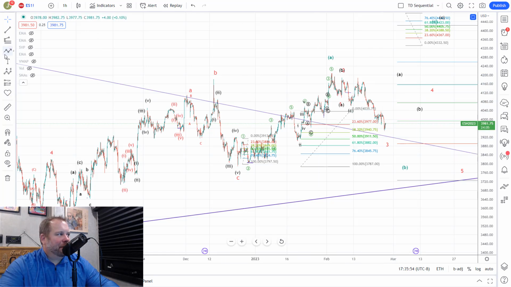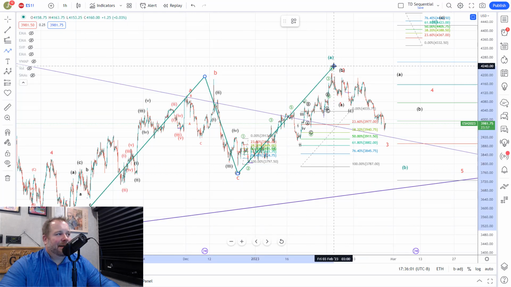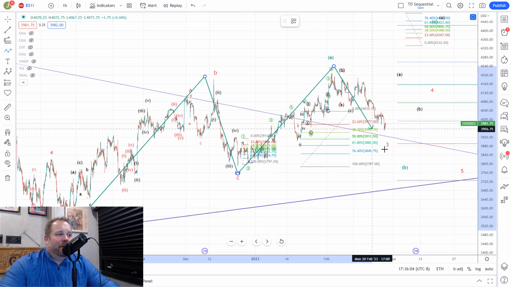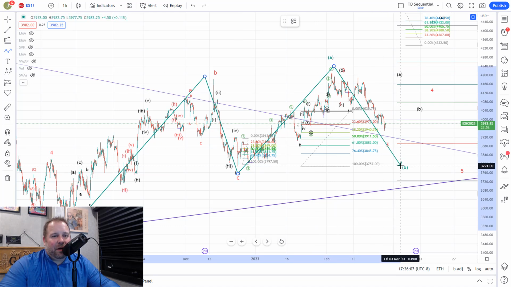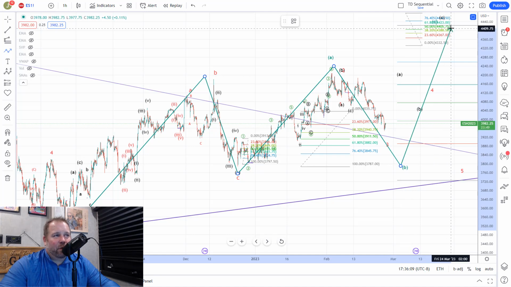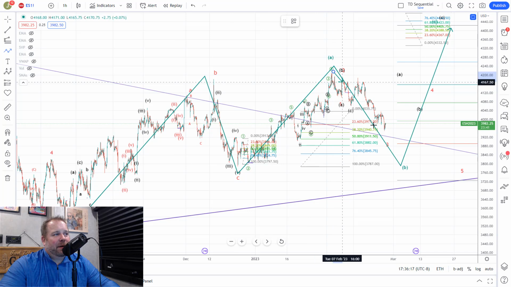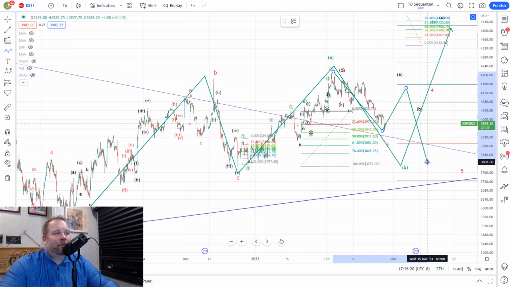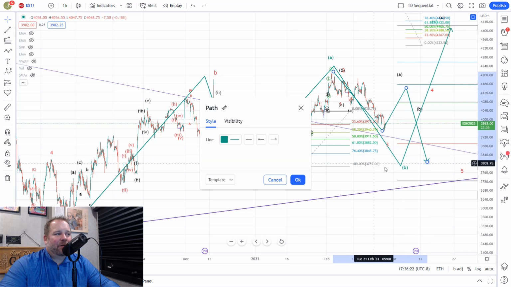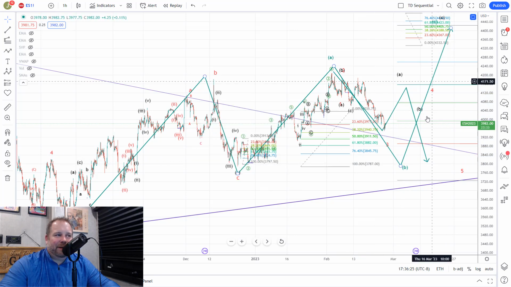Our alternate counts, we have a couple of them actually, are that the move up off of the low was A, B, C to complete wave A, and then we'd be looking for this B wave down towards about 3,800, and then C back up towards the 4,400 area. So that's our alternate bullish count, where we continue lower in a B wave. Now this B wave would take on the shape of an A, B, C down. It's going to look very similar to the diagonal, and then the bounce off of that will differentiate between this move down that we're talking about in red and the bigger ABC up in green.